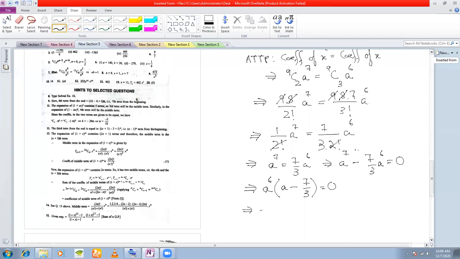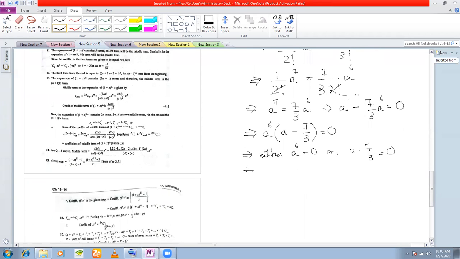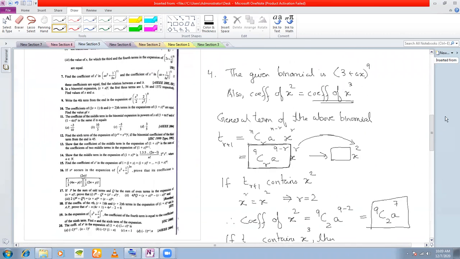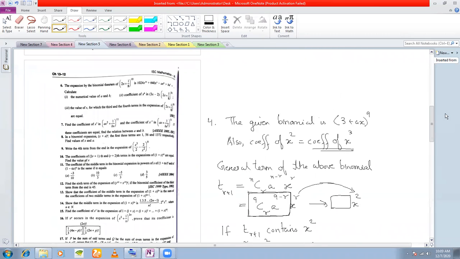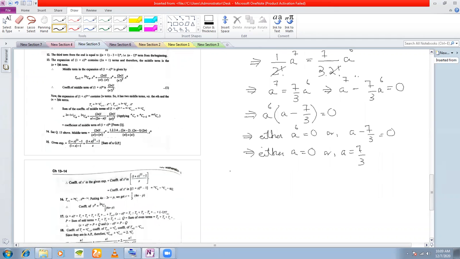That means either a to the power of 6 is equal to 0, or a minus 7 by 3 is equal to 0. That means either a is equal to 0 or a is equal to 7 by 3. That's it. Now which is the value that we are going to take? We are going to reject a is equal to 0.